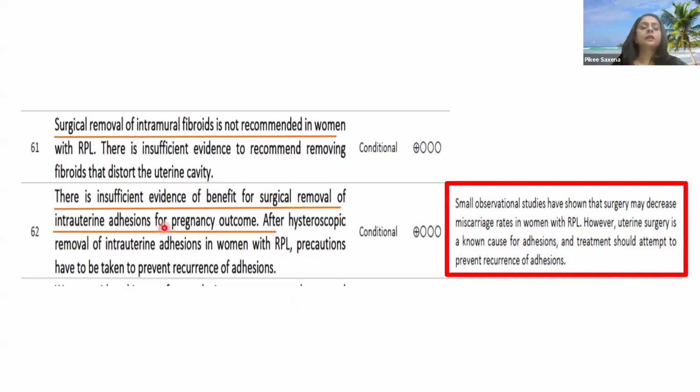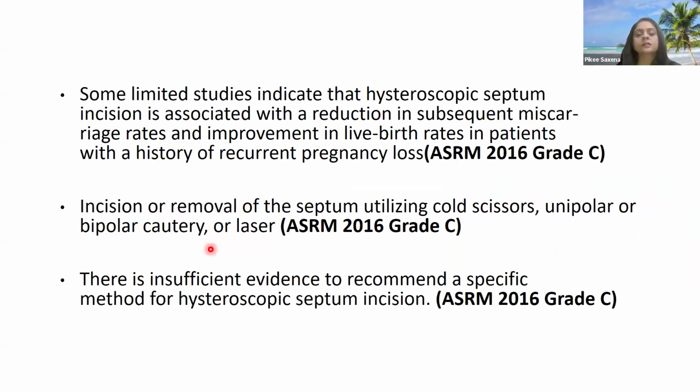So it is said that the surgical removal of intramural fibroids is not recommended, which is okay. Most of us are not doing it until the endometrial cavity is being pushed or it is jutting inside, the FIGO grade 3 or grade 2, we are doing. There is insufficient evidence of benefit of surgical removal of intrauterine adhesions for pregnancy outcome. This is what ESHRE is saying.